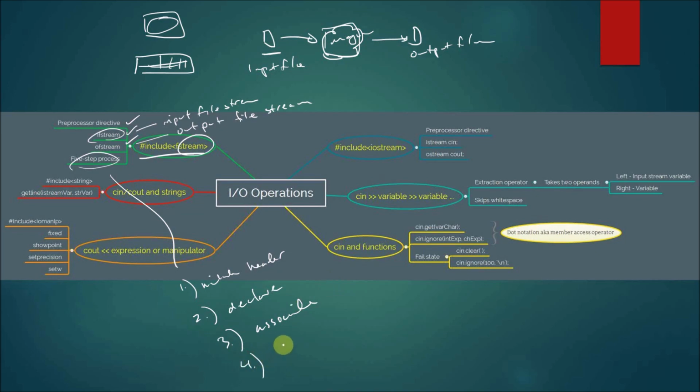The fourth is to use the file stream variable with our extractor or insertion operators or other I/O functions. And then the fifth is to simply close the files.